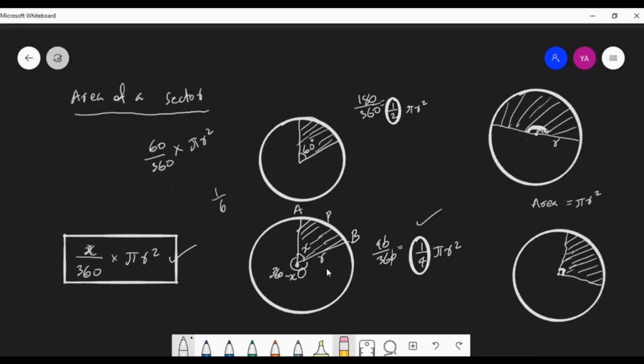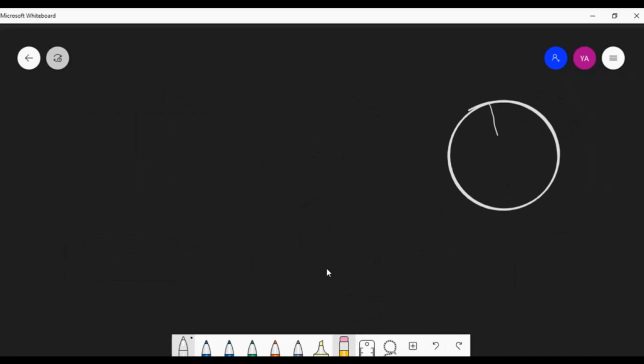We can do one example. I draw a circle here and take the central angle as 60 degree, and radius as 6 centimeter. Can you do it roughly? What will be the area? No need to substitute the value for pi; keep pi like so. What will be the area of the shaded sector? 6 pi. 6 pi we can do here.